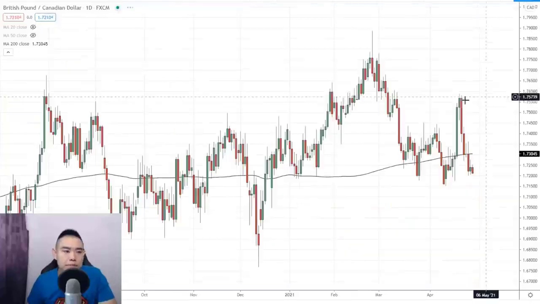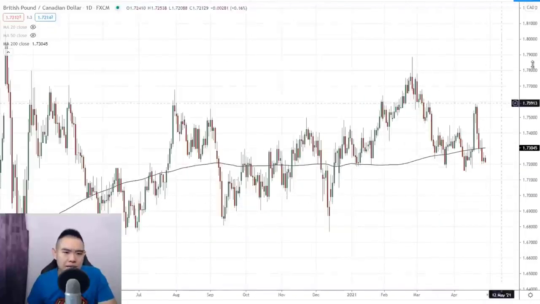And if you look at this one over here, pound against the Canadian dollar, you can see that this market is in a range because the price is chopping up and down the moving average.